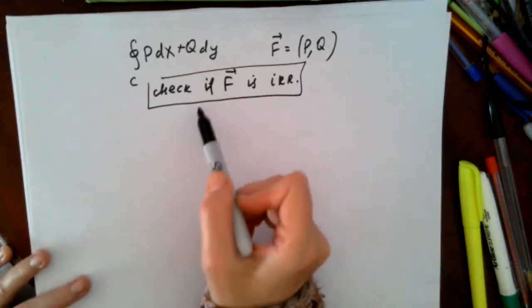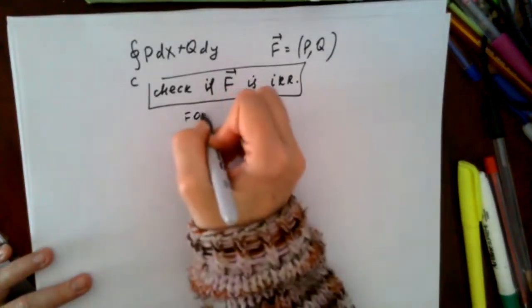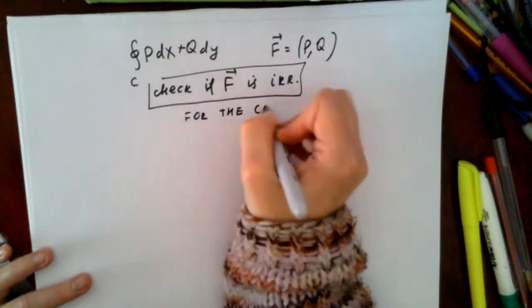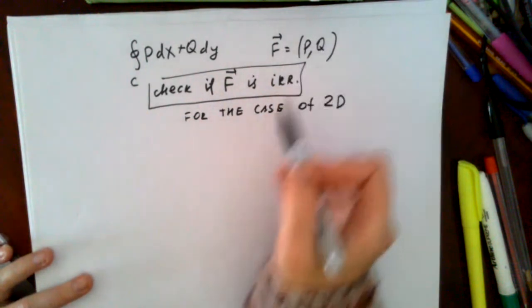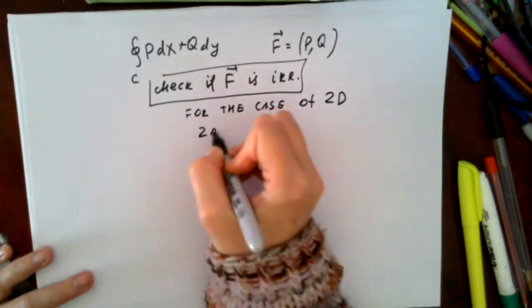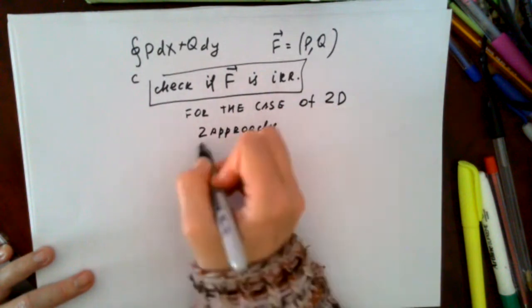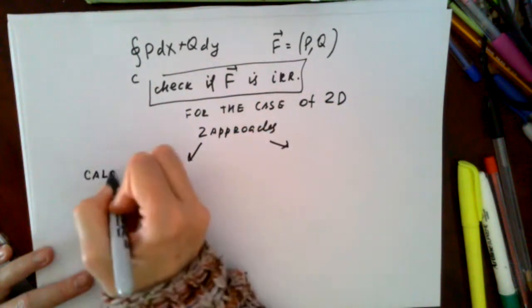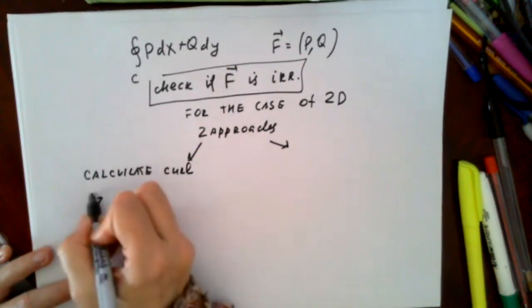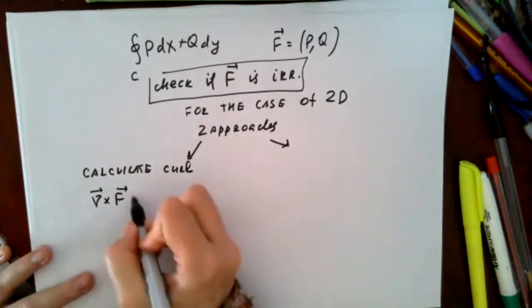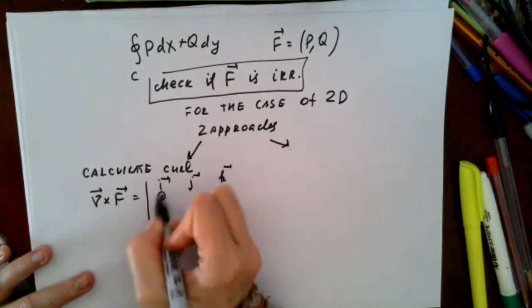But let's recall how this checking should be done. For the case of a 2D field, just like here, only P and Q, I gave you 2 approaches. There were 2 approaches as to how to do this checking for an irrotational field. The first approach is just to calculate curl. Curl was denoted as nabla cross F. Curl is actually a 3 by 3 determinant. I'm going to write down the whole thing.